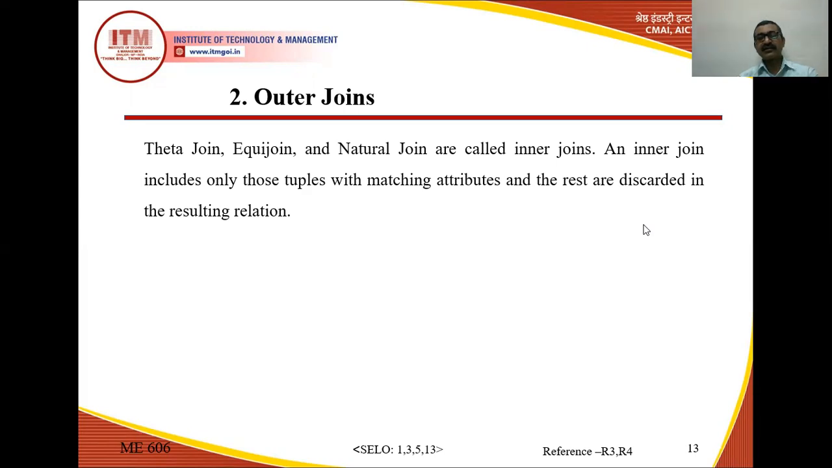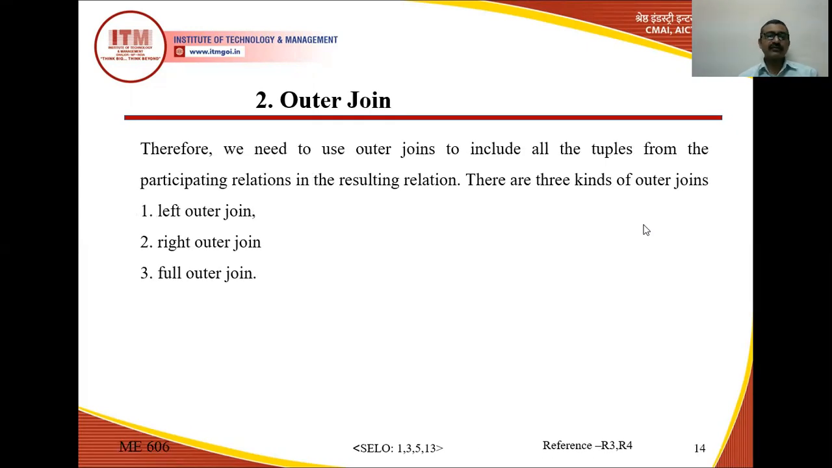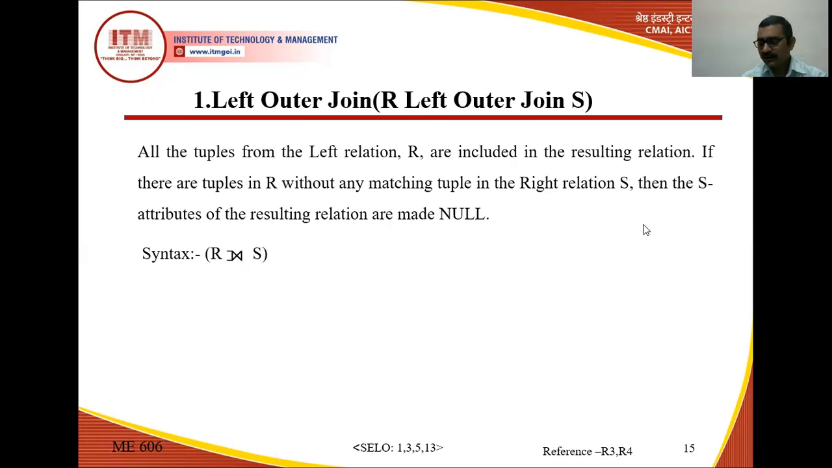So that is the inner join condition: only those tuples which match on the attribute are kept, and the rest are discarded from the resulting relation. Now we are talking about the outer join. Therefore we need to use the outer join to include all the tuples from the participating relations in the resulting relation, and there are three kinds of outer join. First one is the left outer join, second is the right outer join, and the last one is the full outer join. Now we are talking about the left outer join. So what is the left outer join?